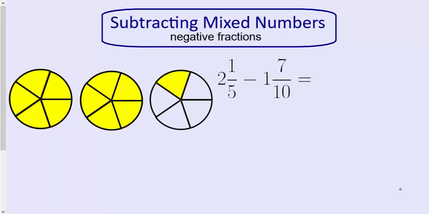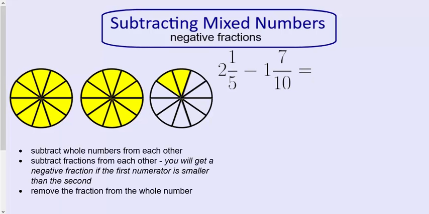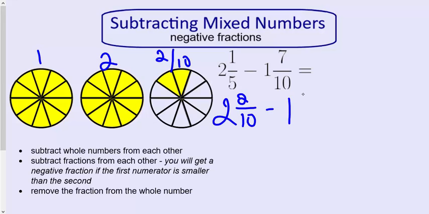This is a good method to use if you understand how to subtract a fraction from a whole number. So I've got 2 and 1/5 minus 1 and 7/10. The first thing I want to do is get a common denominator. So I'm going to rewrite 2 and 1/5 as 2 and 2/10, and I want to subtract 1 and 7/10.